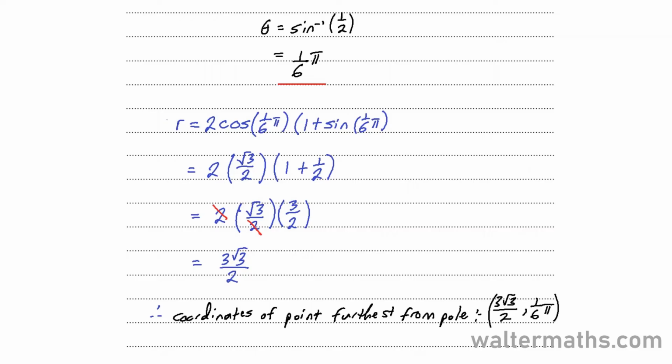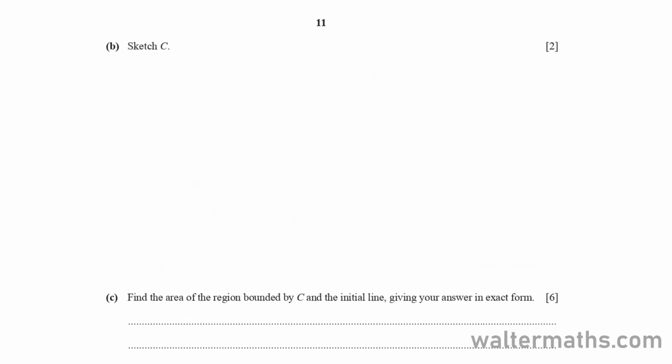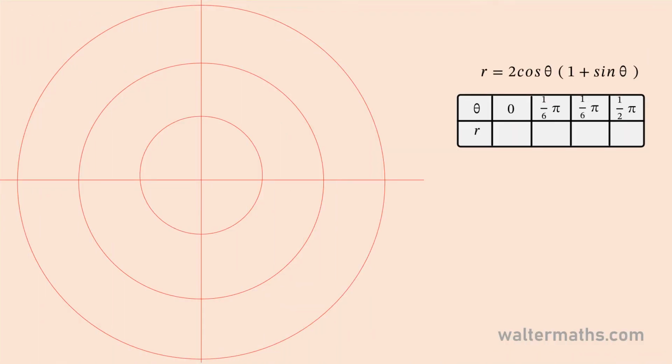Let's go on to the next part. That's part B. On part B, the question goes, sketch C. Now to sketch C, we have to consider the polar plane. And here we can set up a table of values with values of theta between 0 and pi over 2. So I'm going to use a 1/6 pi increment. So here I'll be having 0, a 1/6 pi, a 1/3 pi, and a half pi.